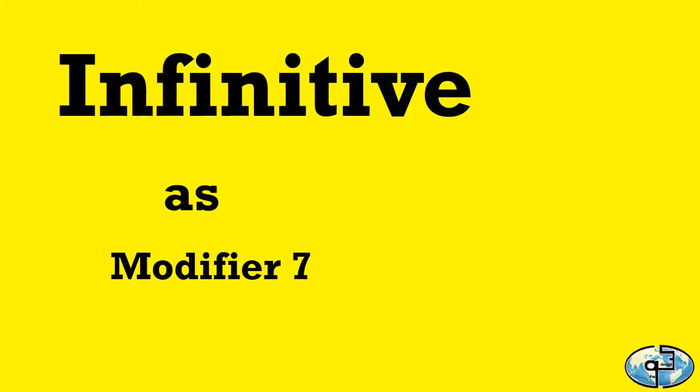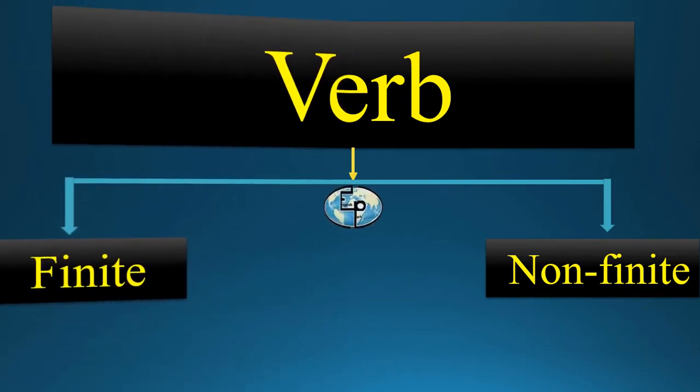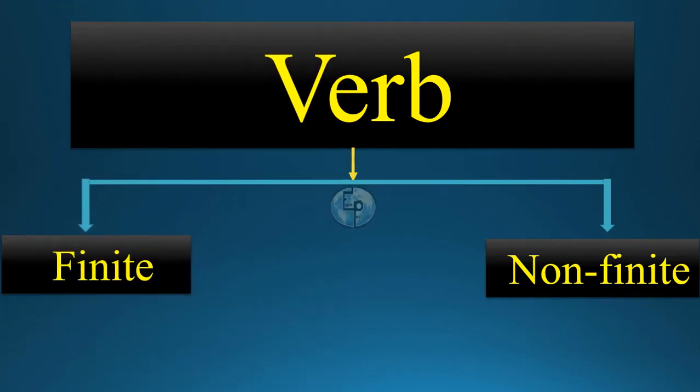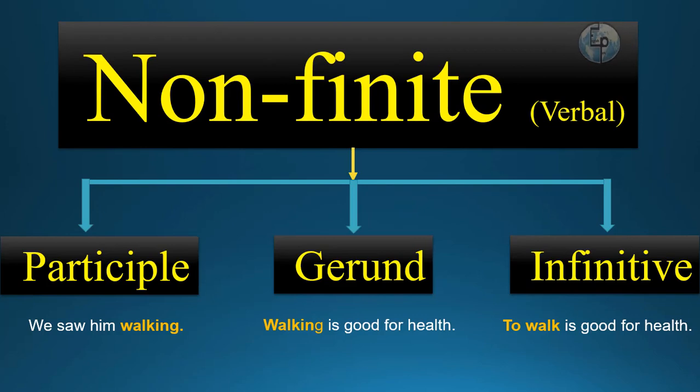Welcome back to the topic of infinitive. To know infinitive in detail, let's start from here. Verb is mainly two types, finite verb and non-finite verb. Non-finite or verbal is again three types: participle, gerund, and infinitive.